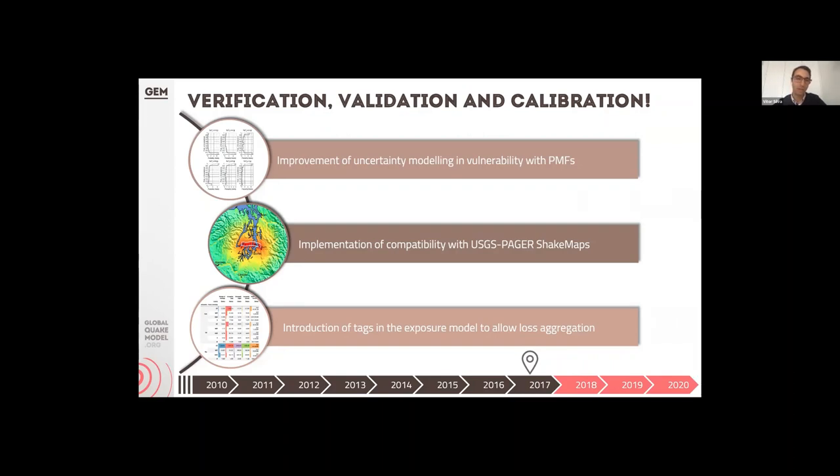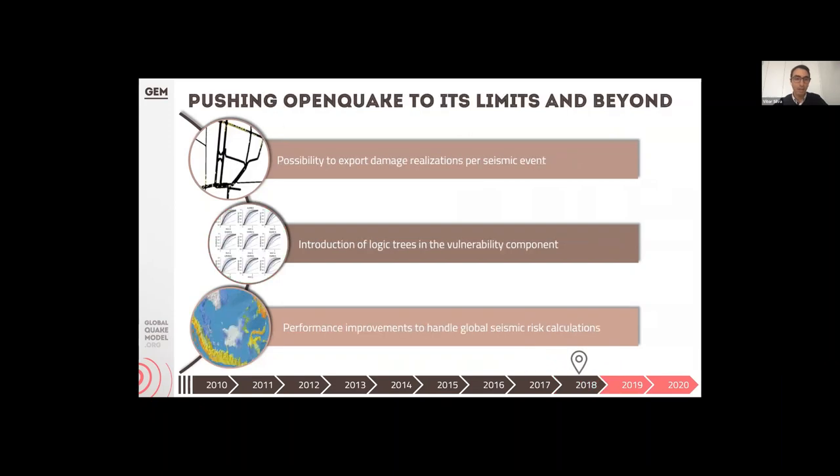And this is something that even today we keep using to try to calibrate, to continuously improve our models. In 2008, it was a year to try to push OpenQuake to its limits and try to also get out of the single building risk assessment.